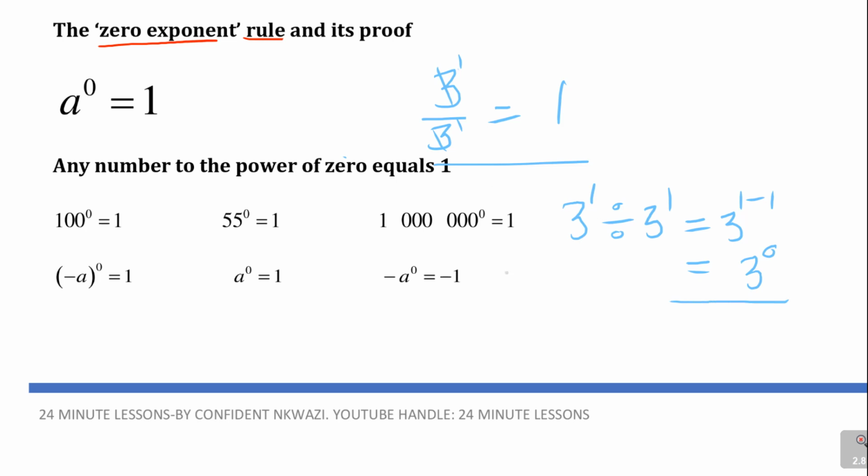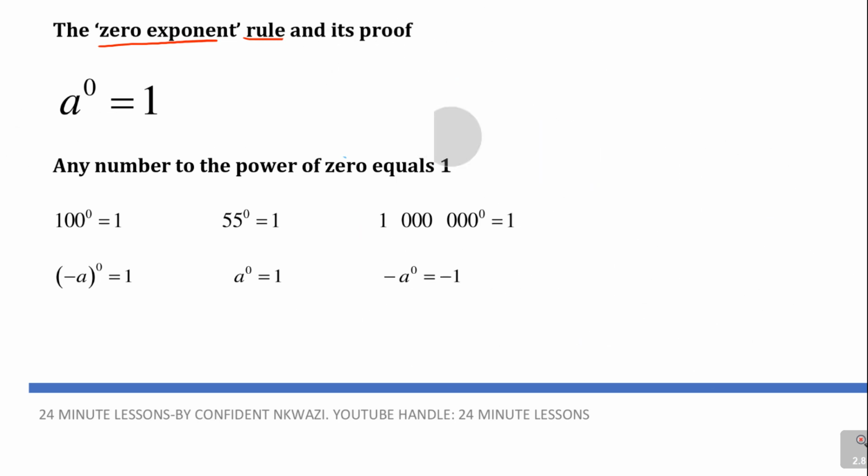So do you see that 3 over 3, which you got, is equal to 3 to the power 1 minus 1, which is equal to 3 to the power of 0. But we know that this also is equal to 1. Are you seeing that? So that's how you prove that.